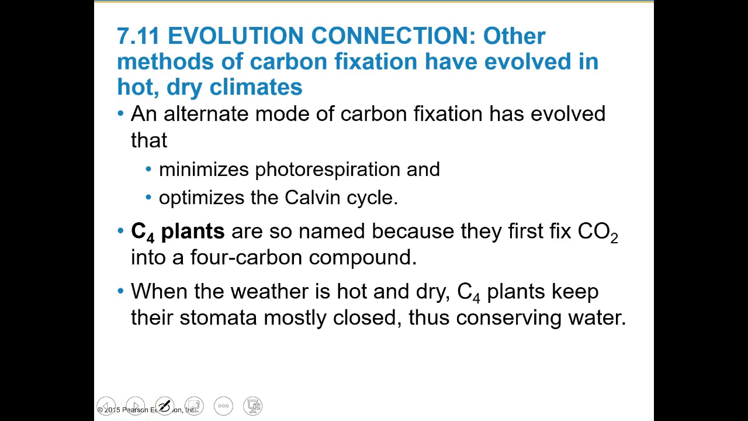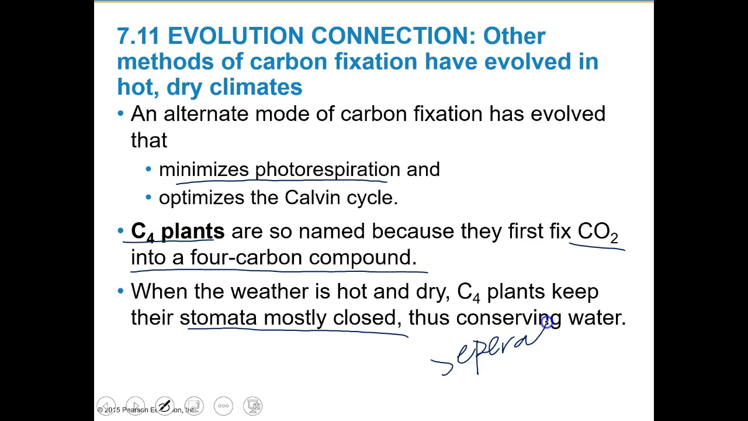So an alternate mode of carbon fixation has evolved that minimizes photorespiration and optimizes the Calvin cycle. We have C4 plants, named that because they fix CO2 into a 4-carbon compound. When the weather's hot and dry, C4 plants keep their stomata mostly closed and conserve water. There's another cool thing about this: I think they do the light reactions and the Calvin cycle in two separate cells. So they'll actually have separate cells, if memory serves me correctly.